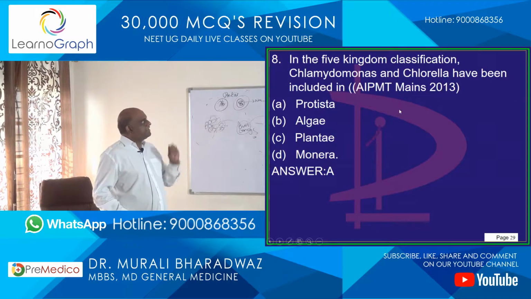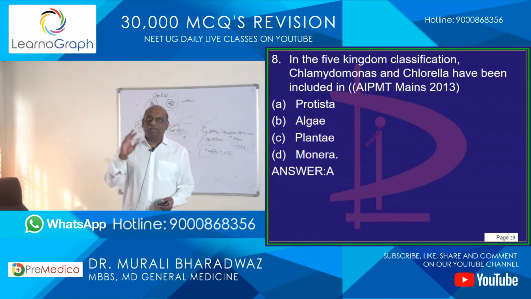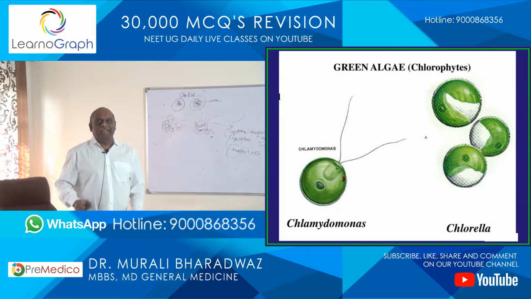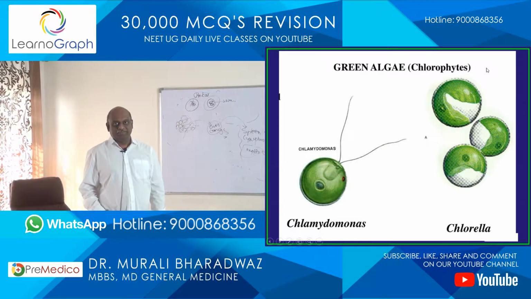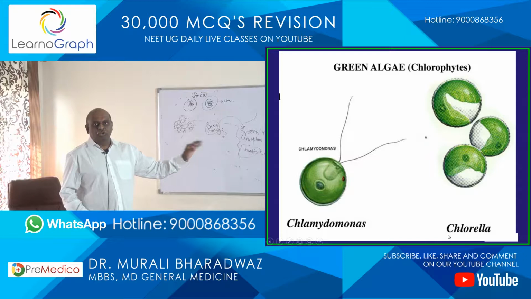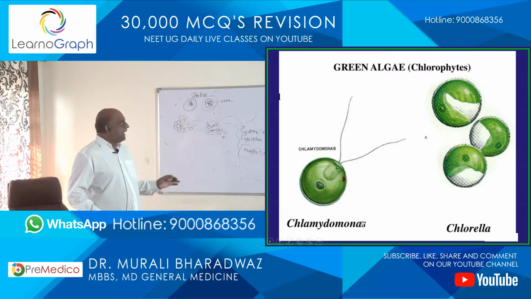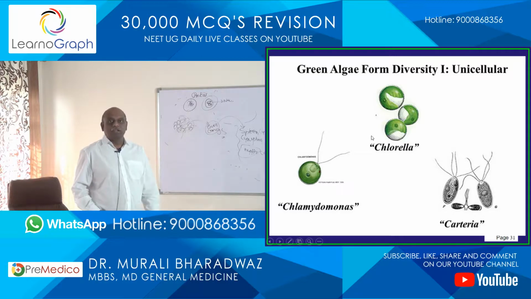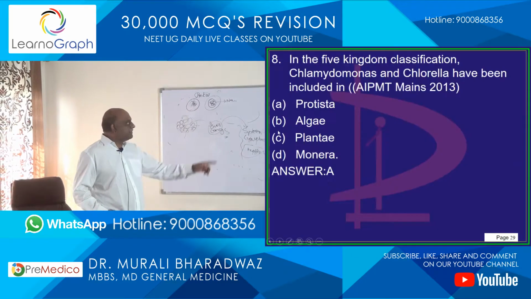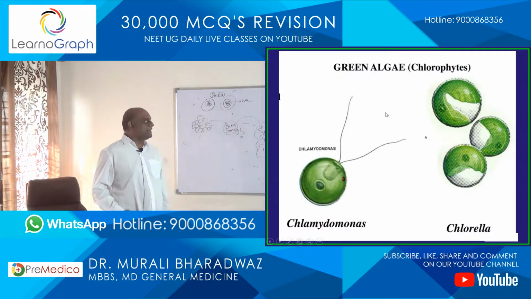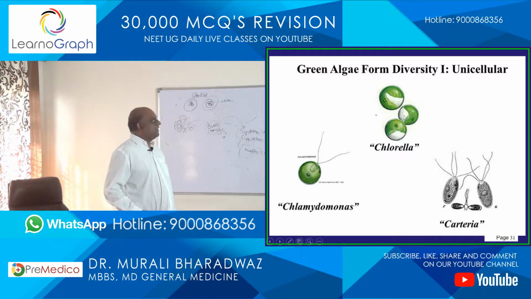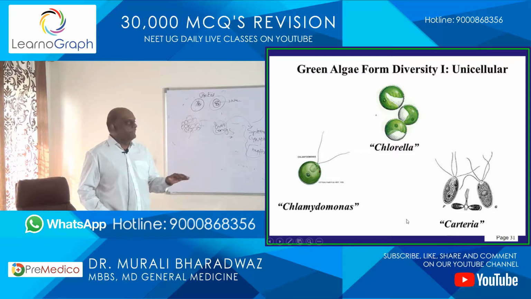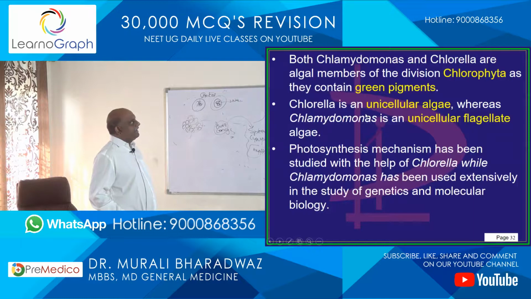So first let us understand what is Chlamydomonas and what is Chlorella. If you look at the green algae, they are called chlorophytes. Here you can see two types of things. One is Chlorella, the other is Chlamydomonas. Understood? Now, if you look at these Chlorella or Chlamydomonas, basically they are all unicellular. What did we study before? What are the organisms of Protista? Unicellular, all Protista. Very good. They both are unicellular. Chlorella, Chlamydomonas, Carteria. There are 3 members in this. They are all unicellular green algae.